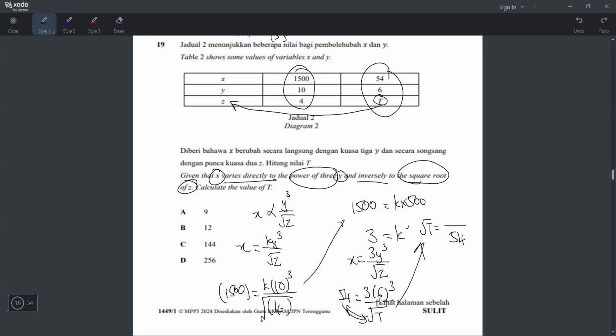And then the 3 times 6 power 3, you can use the calculator. Just press 3 times 6 power 3, and you get 648. After you reach here, you can press 648 divided by 54. Just press it. My calculator gives me 12. The final step is to make T single. So the square root has to be moved over. When you move the square root there, it becomes square, the power becomes 2 after moving. 12 squared, if you press, you get 144. So the answer is 144, C. Okay, done.